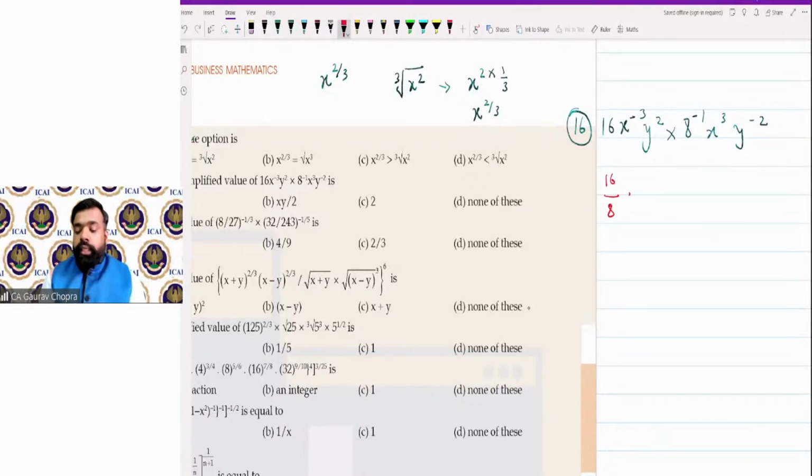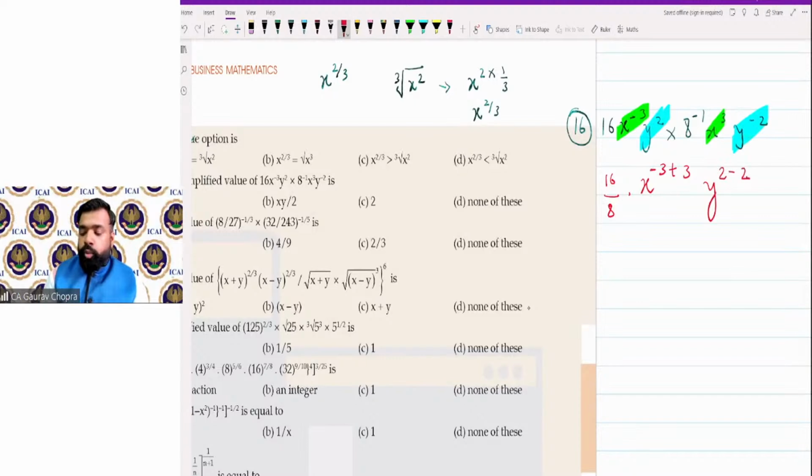Now, taking x together, x and x. So x to the power of minus 3 plus 3. Then taking y together, y to the power of positive 2 and negative 2. We can cancel 8 and 16. So what is left? 2 into x to the power of 0, y to the power of 0. The final result is 2.